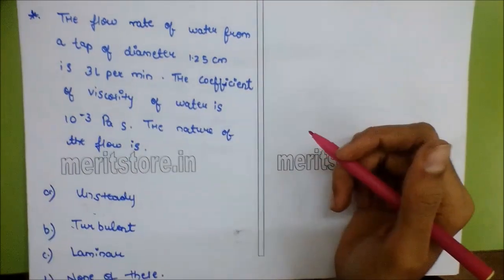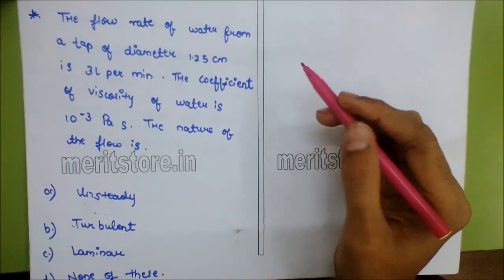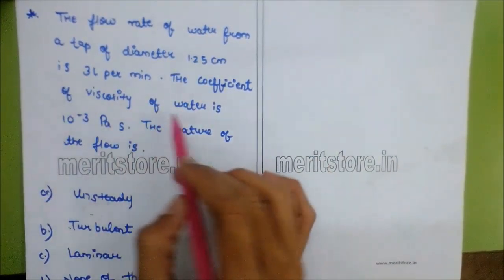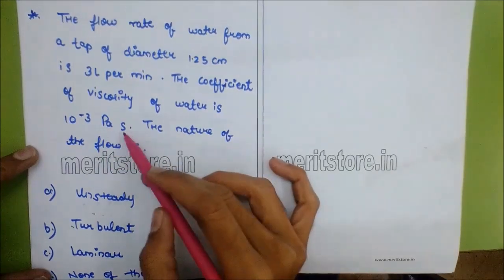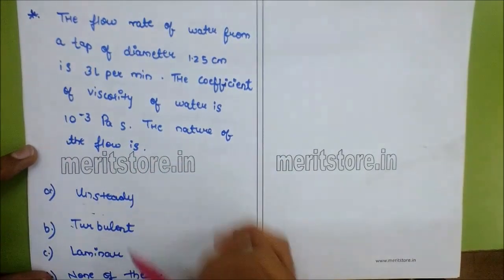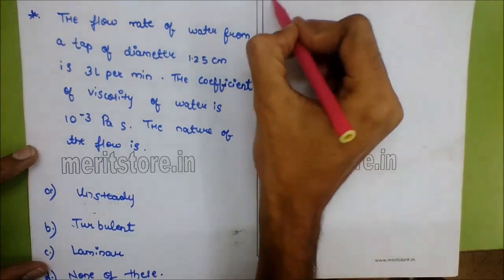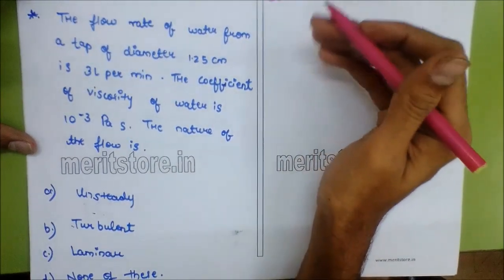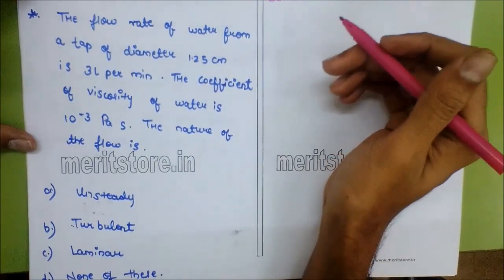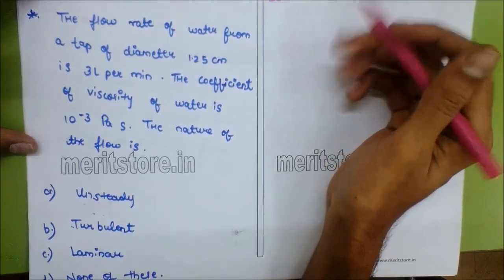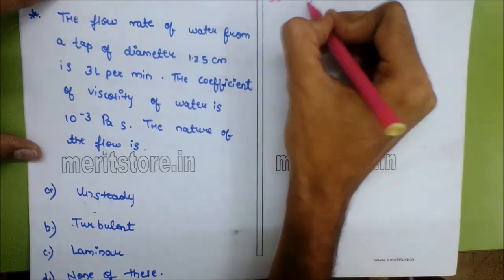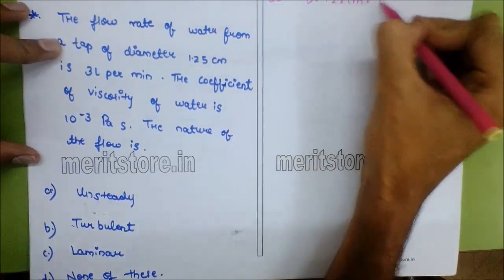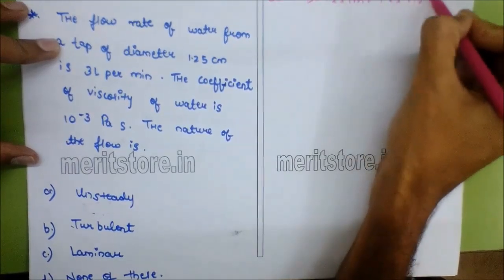Okay, the flow rate of water from a tap of diameter 1.25 centimeters is 3 liter per minute. The coefficient of viscosity of the water is 10 raised to minus 3 pascal seconds. The nature of the flow is unsteady, turbulent, laminar, or none of these. So for the solution, we need to find whether the water flowing from this tap is turbulent, laminar, unsteady, or none of them. We have the diameter, which equals 1.25 centimeters. Converting it, we get 1.25 into 10 raised to minus 2 meters.